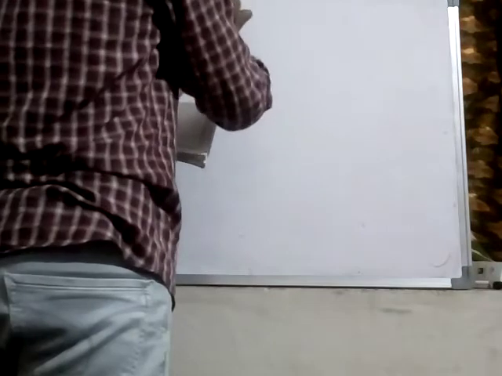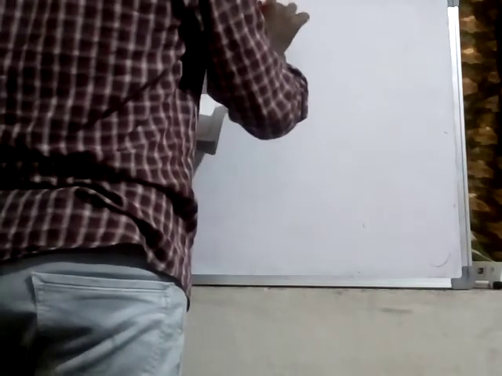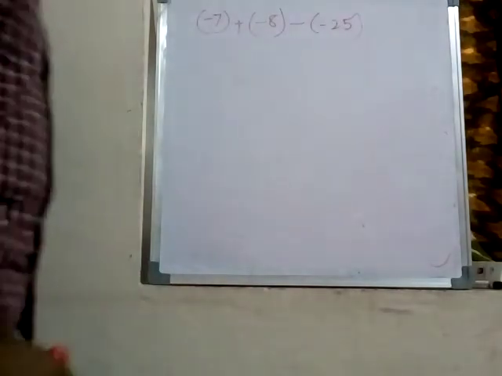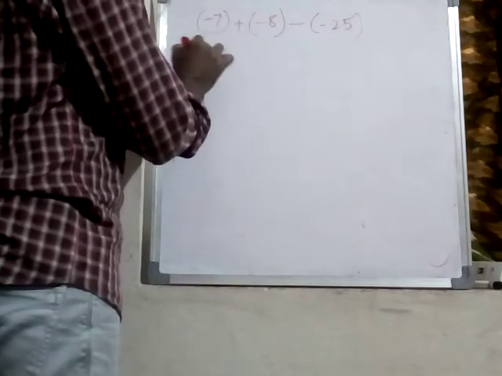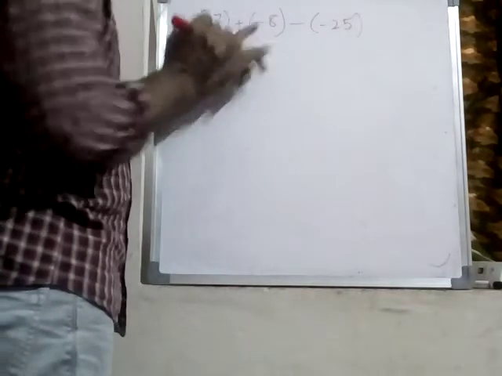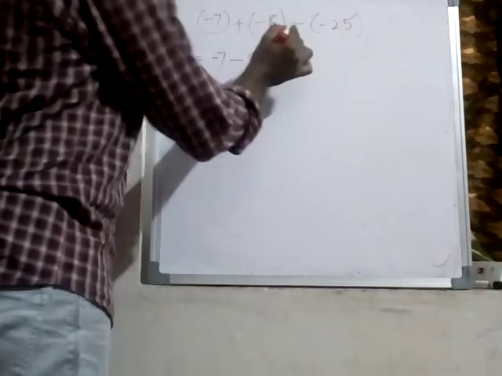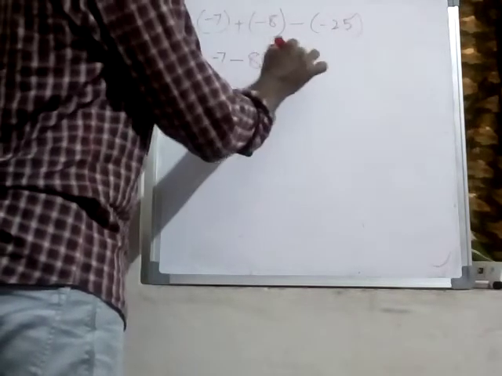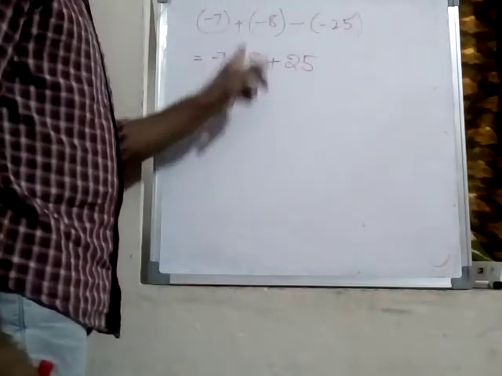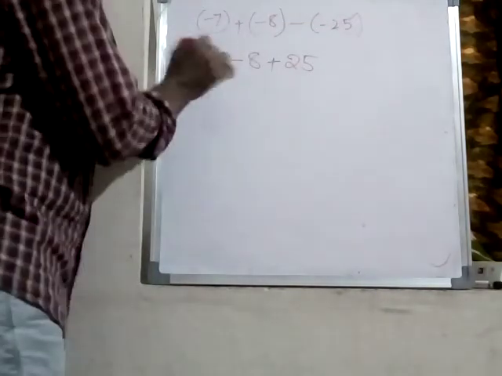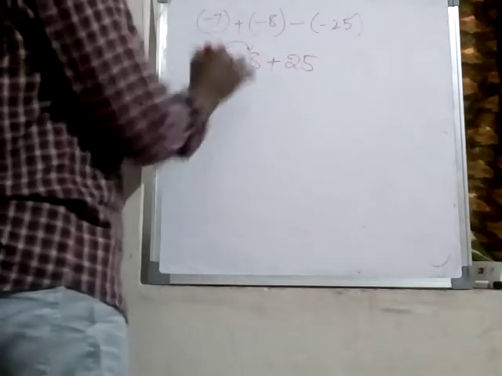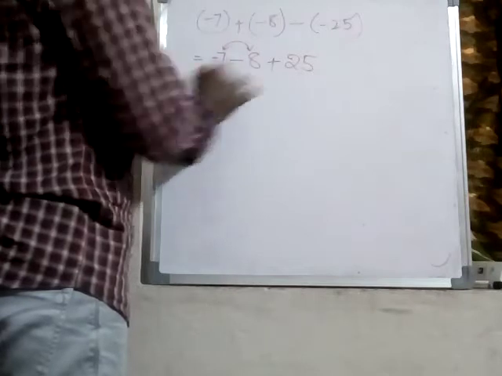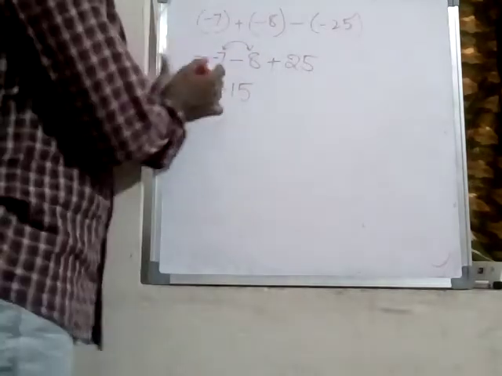Minus 7 plus of minus 8 minus of minus 25. What is this result? Simplify: minus 7 plus into minus, minus 8; minus into minus, plus 25. Now observe, minus 7 and minus 8 are both negative terms, so add the negatives and keep the negative sign. Minus 15, both having the same sign, so add and keep negative.